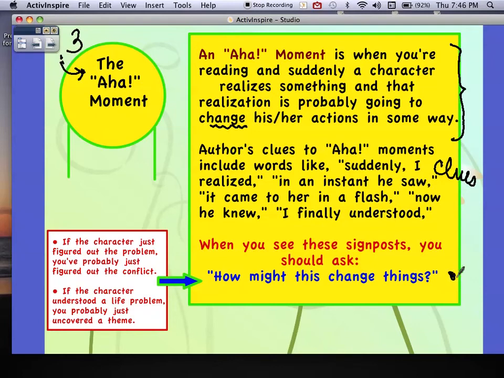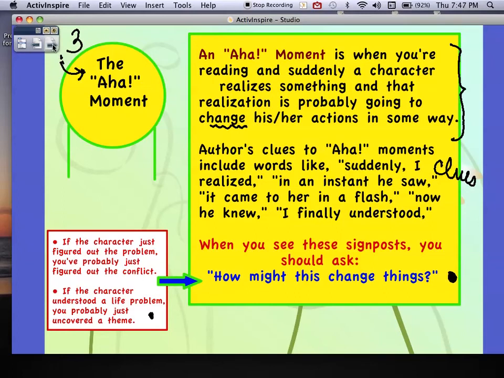Here's the question that should pop in your head when you find an aha moment: how is this moment going to change things? The answer to this question perhaps is going to clarify the problem for you. Maybe the answer is going to give you an idea to the conflict. If the character has understood a life problem, then you've probably just uncovered a theme.